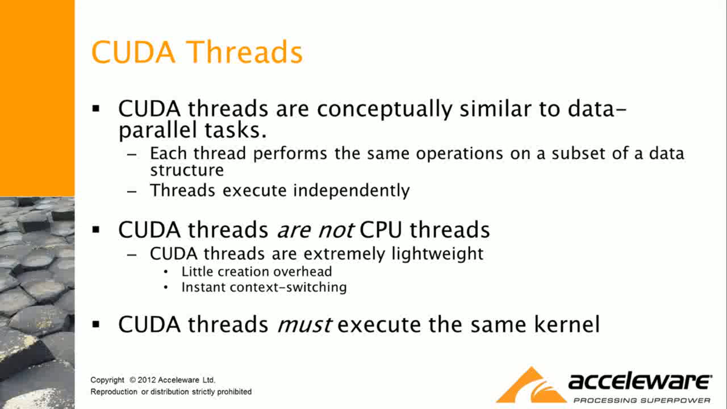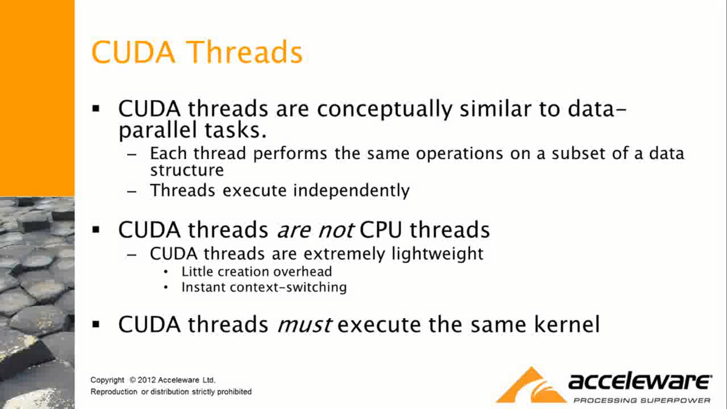CUDA threads are conceptually similar to data parallel threads. So each thread is going to perform the same operation. And we'll see some code examples of that. The threads are going to execute independently, which means that you don't necessarily know when one's going to start or when one's going to finish. Now, there are ways that you can synchronize them together. Again, we'll talk about that. But for the most part, you have to treat them as if they're executing independently. So you as the designer are going to have to partition your problem accordingly so that it is data independent.